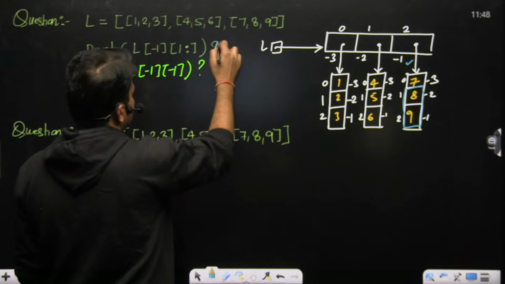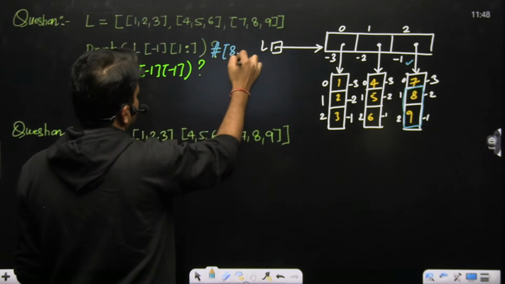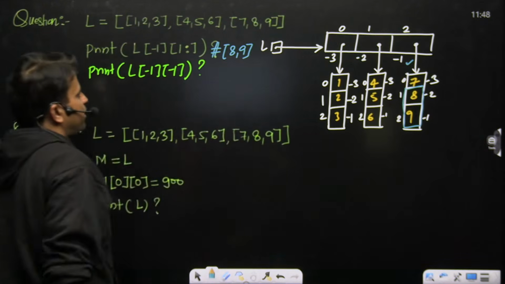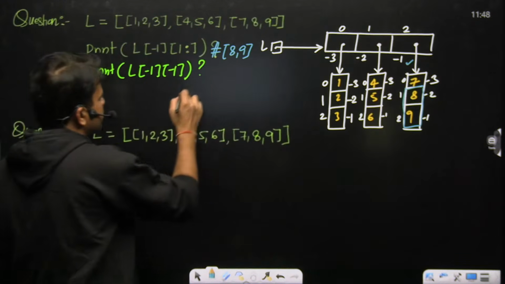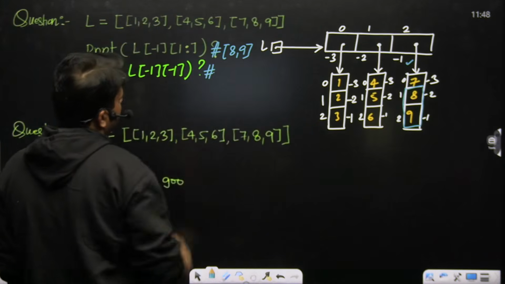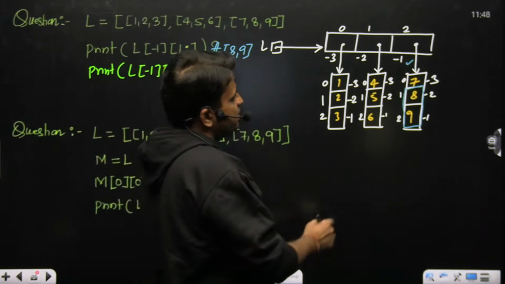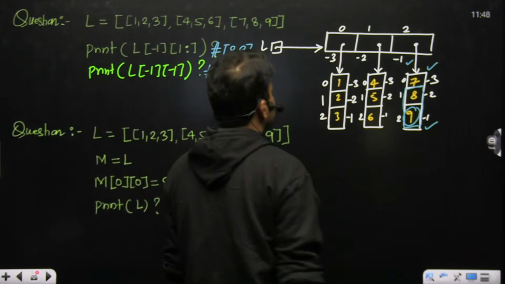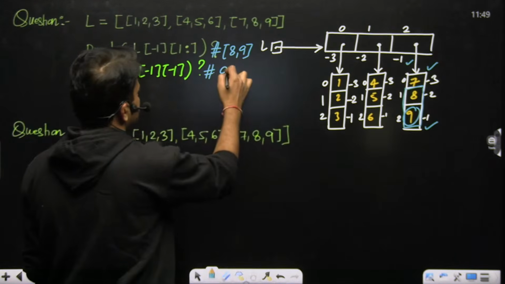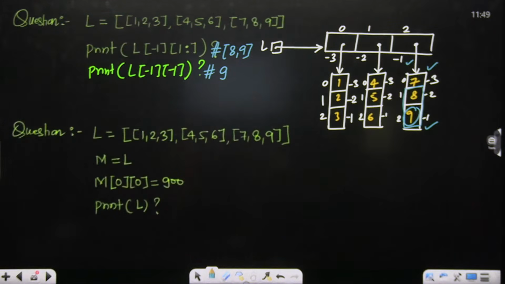So the output of this is 8, 9. Correct. 8, 9 is the answer for this one. Okay. Then what is the output of this one, student? Minus 1, minus 1. So minus 1 means you are pointing to this one, and again minus 1 means you are accessing this element 9. So the output of this is 9. Okay.